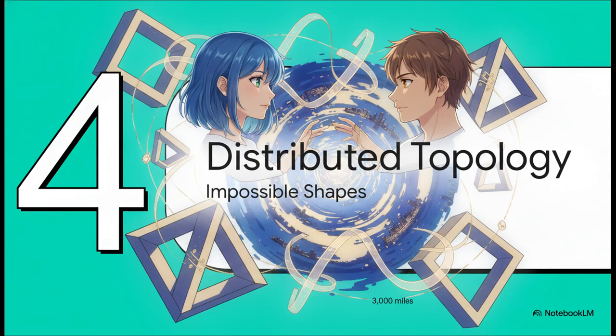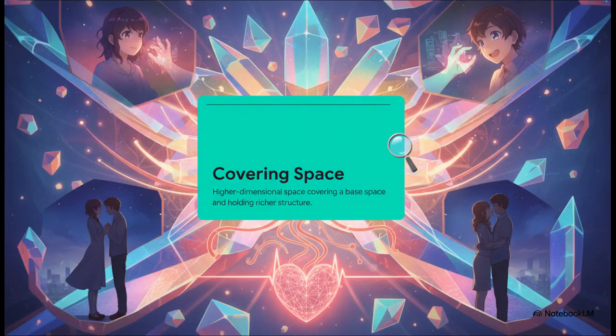Section 4. A distributed topology, long distance and impossible shapes. Now, what's really interesting here is the concept of a covering space. The narrator realizes their long-distance relationship isn't just a broken version of a normal relationship. Instead, it's a covering space. That's a complex, higher-dimensional construction that projects down onto the base emotion of love, but it holds a much richer, albeit way more complicated structure.